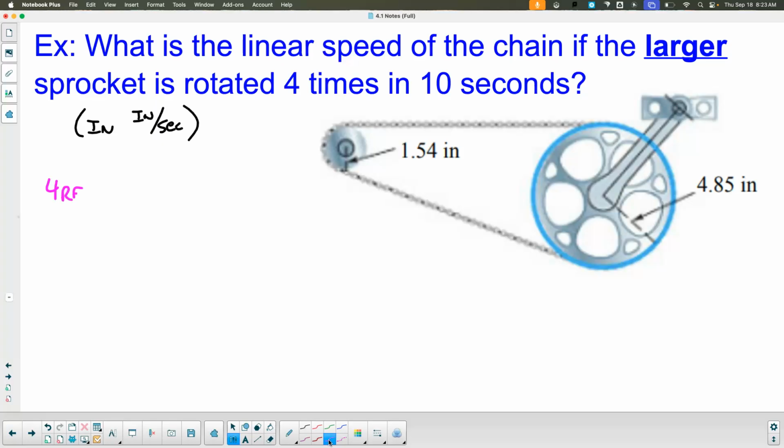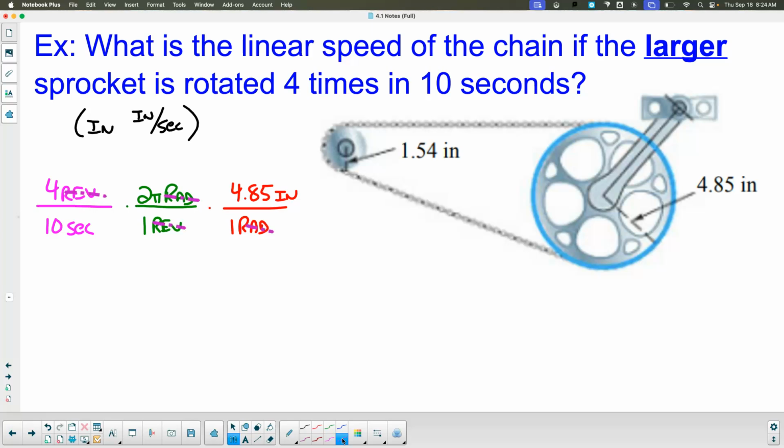So we have 4 revolutions in 10 seconds. Each revolution is 2 pi radians. The radius of the larger sprocket is 4.85 inches. So that would put me at, revolutions gone, radians gone, that would put me at my inches per second that we had asked for.